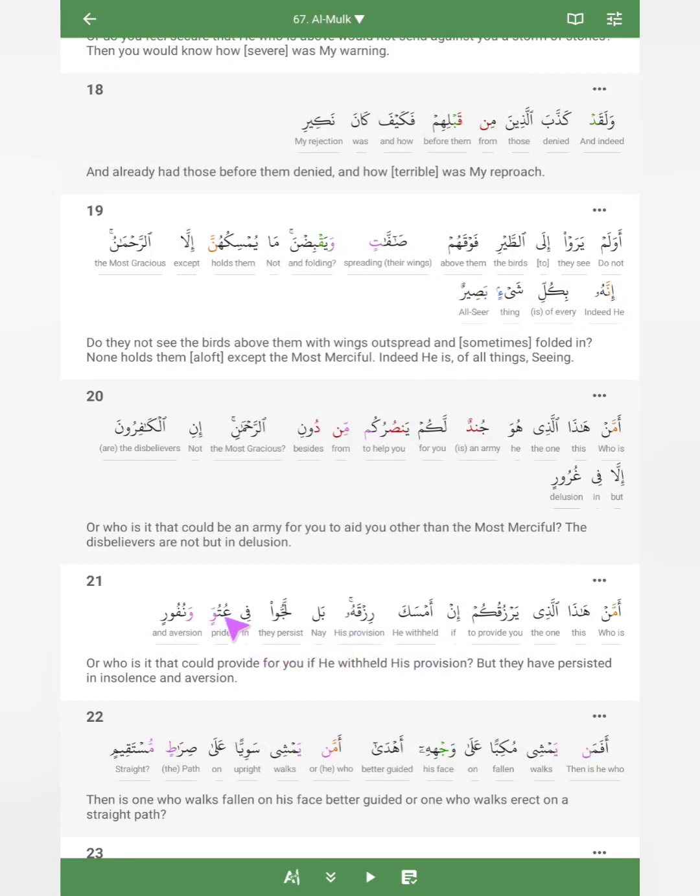Bal lajju fi 'utuwwin wa nufur. But they persist, they just insist in their 'utuw wa nufur, which means that they are so out of control in their stubbornness that they just want to get away. They just want to get away from this message. They just want to get away from worshipping Allah. They just want to get away from anybody who's calling them to Allah. And they just don't want to listen.